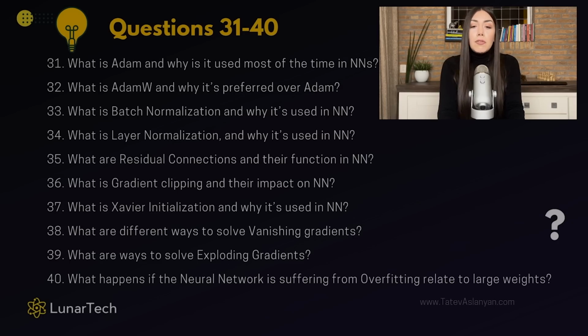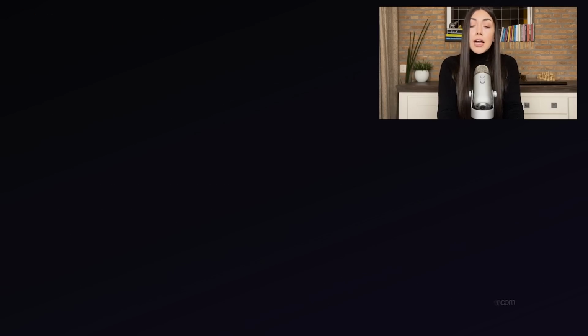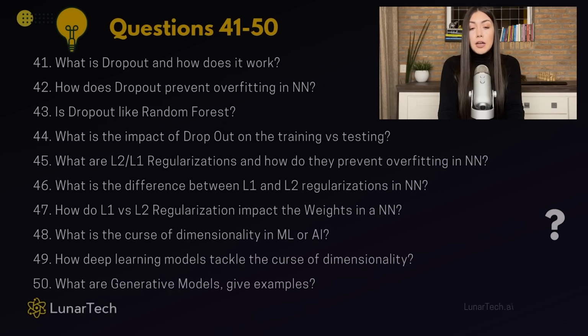Then we will also be covering the concept of overfitting, definitely something that you can expect during your deep learning interviews. Then as part of the final 10 questions of this part of the course, we will be covering the concept of dropout and regularization in neural networks. We will be covering the overfitting problem and how it can be solved in neural networks.